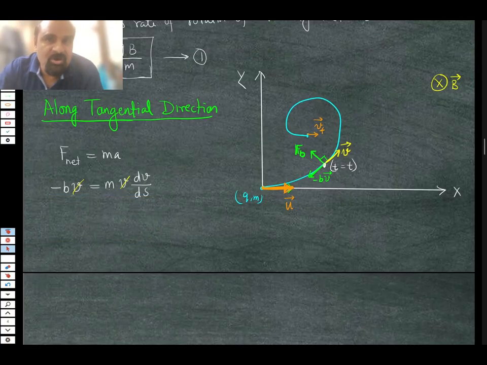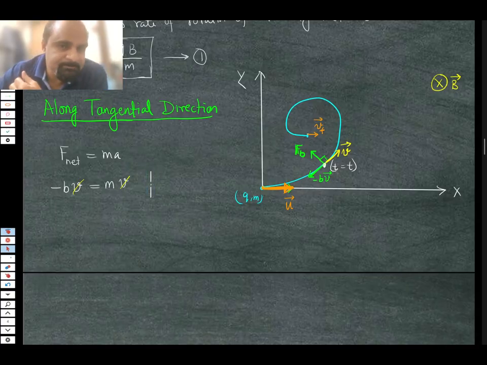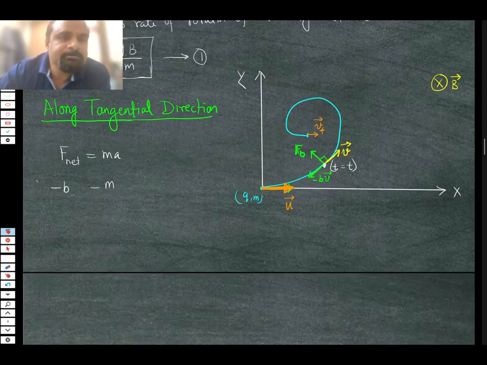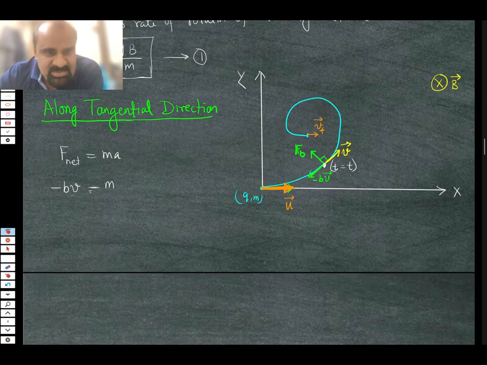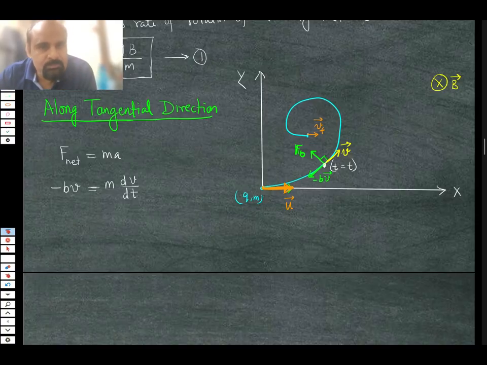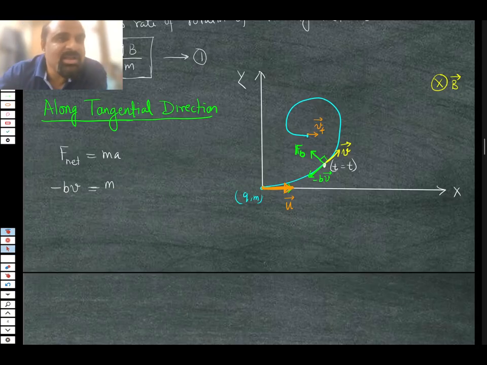Here I have got d theta by dt. All right, now I understood. I don't need to write dv by ds. I can write dv by dt itself. Yes, that will be better. No? See, minus bv is equal to m dv by dt, or v dv by ds. Let me continue with that, at least I was getting something.